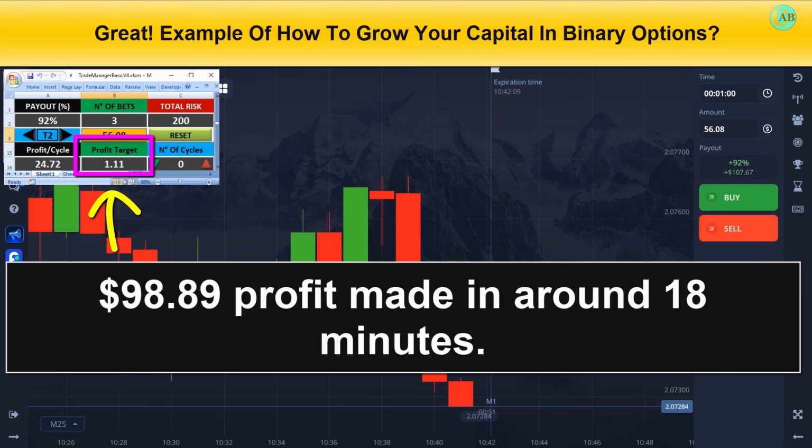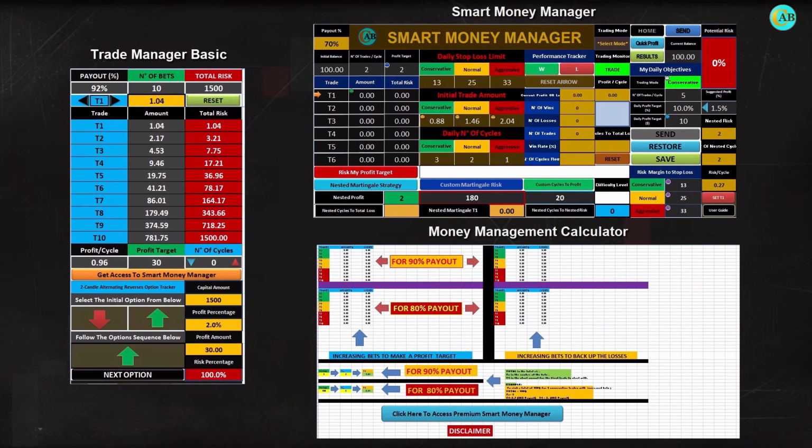Risking another cycle for only $1.11 isn't worth it. Now I'm gonna discuss quickly how you can get the Trade Manager Basic and other apps in this last part of the video.